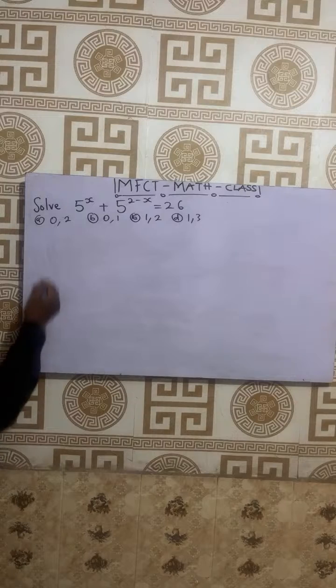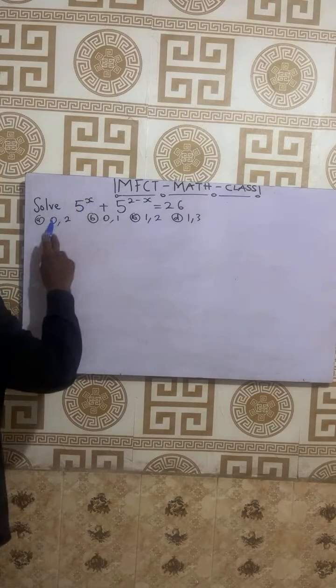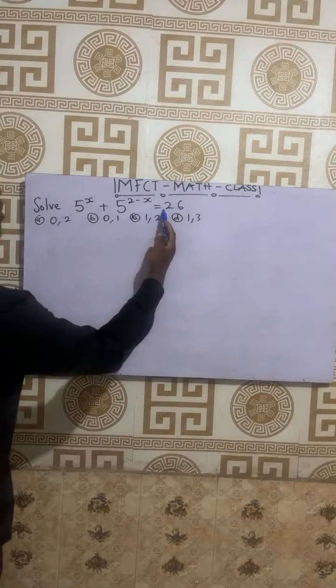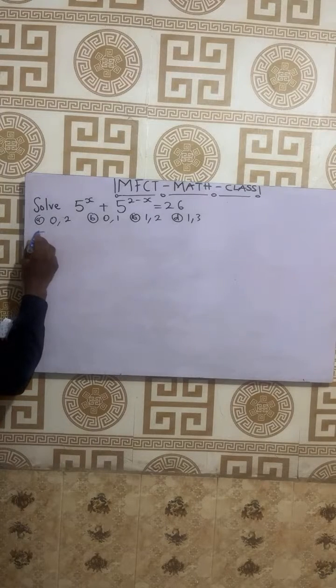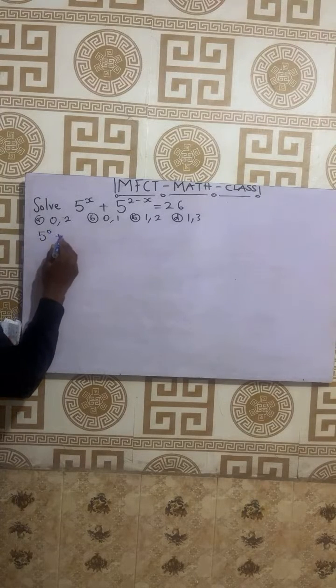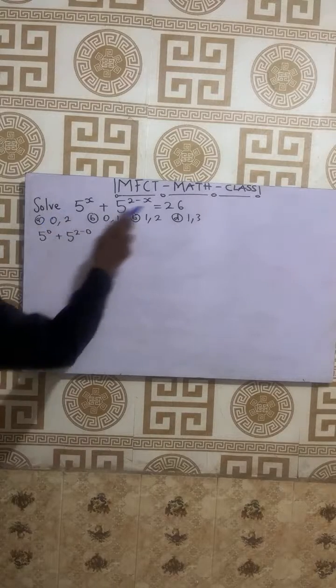I will start with 0. If I represent x as 0, I must get what is on the right-hand side of the equation. So let's do that. That would just be 5 raised to power 0 plus 5 raised to power 2 minus 0. If truly x is correct, then I must get 26.